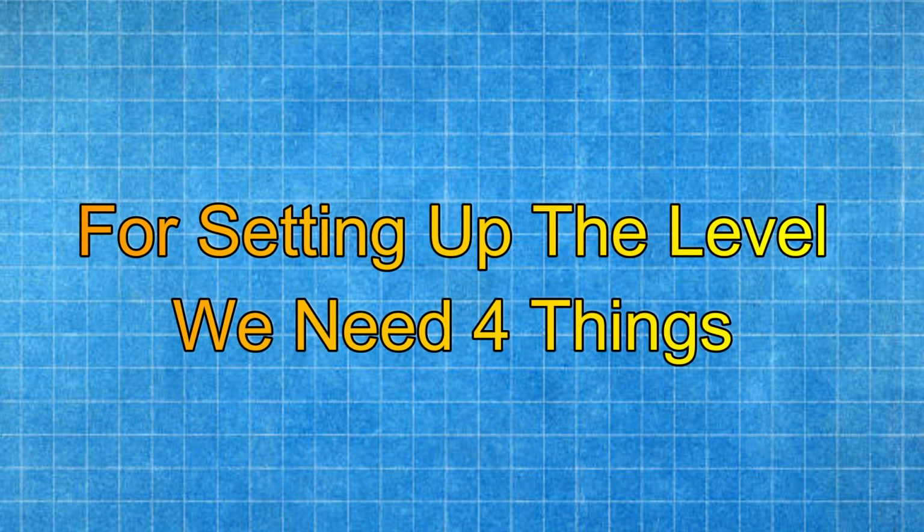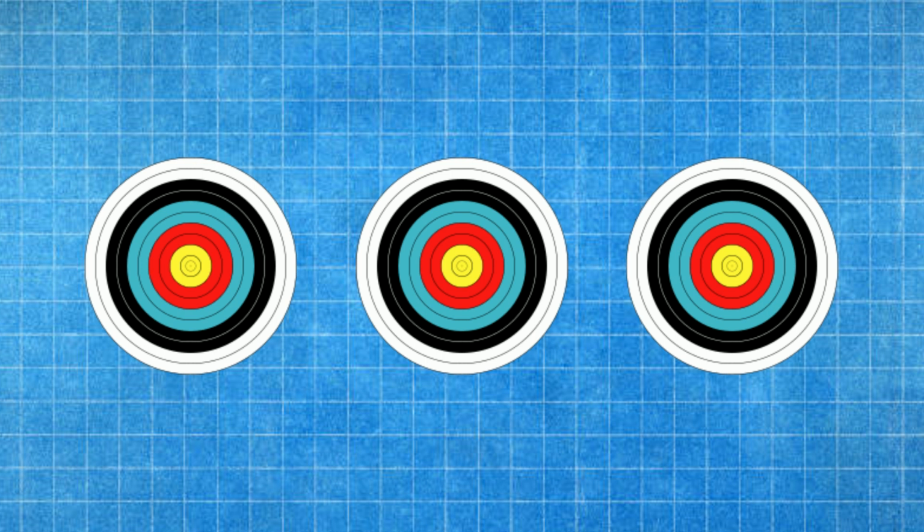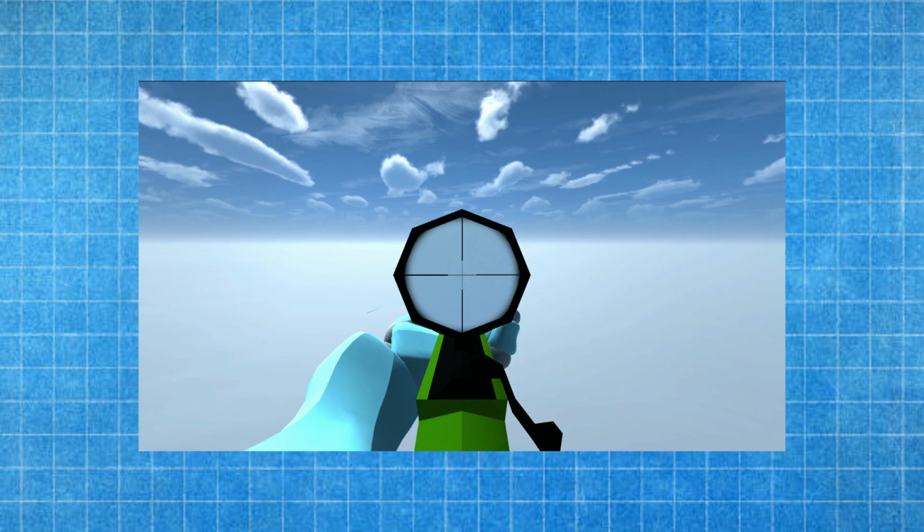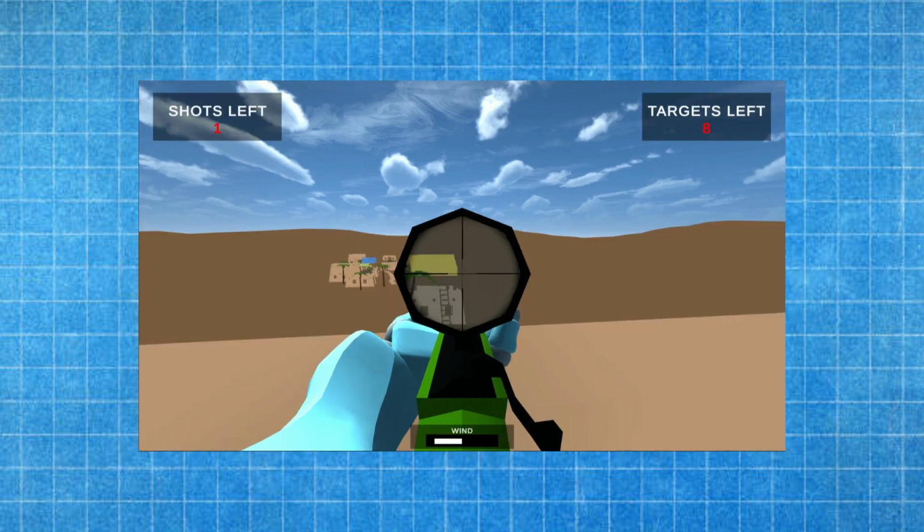Step 4. Setting up the level. For setting up the level, we need 4 things: map, environment, targets, and a scoring system. So let's add the player, the environment, some UI, and the targets. Now, after programming the scoring system and the game loop, our game is ready.